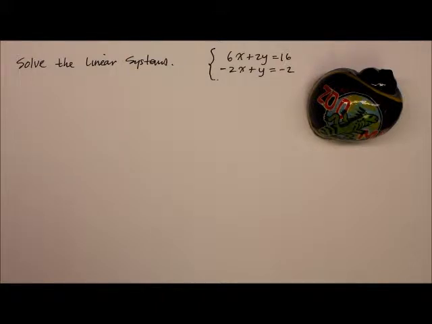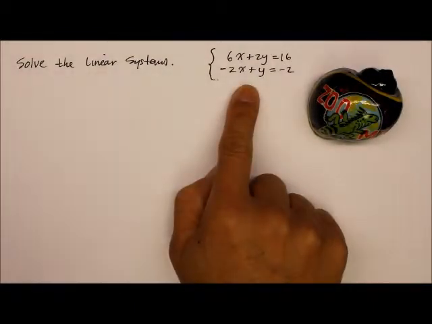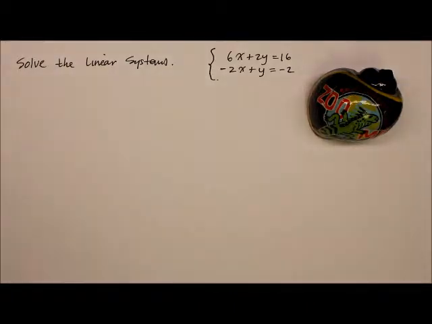This instructional video is about solving systems of linear equations. Anytime you have two or more linear equations that are to be graphed on the same coordinate plane, they're considered a system. In this case, we have two linear equations. One of the ways to solve them is by graphing.